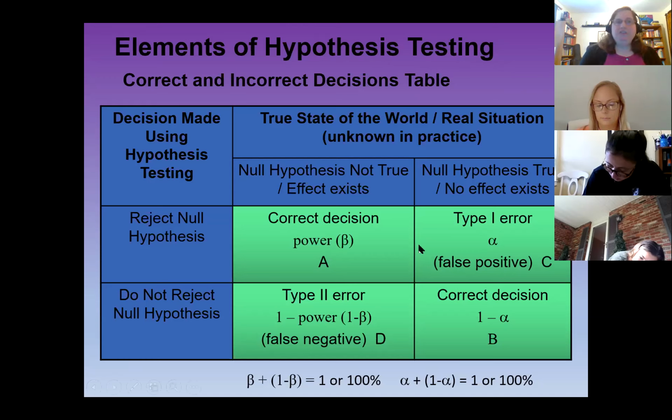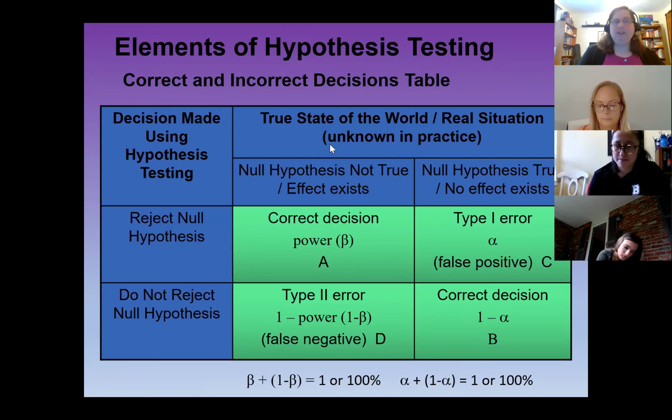Okay, so this is all if an effect exists. So if an effect exists, like we were talking about, there's only two possible things that can happen, right? I either reject or don't reject. So this is the land where an effect exists. I either make a correct decision or have a type 2 error. So these two possibilities have to add to 100%. Because this is the true state of the world.